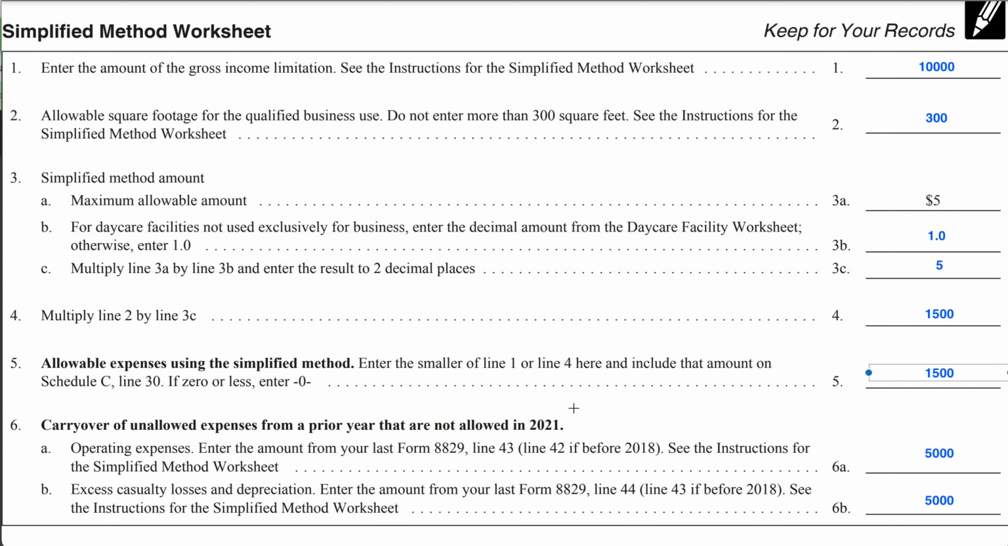So maybe in a future tax year, you go back to your Form 8829, and then you're able to use some of these previously unallowed expenses for that worksheet. That's the only reason line 6 exists in the simplified method worksheet, is so that you can carry over numbers and not forget about them. And then you redo this year after year after year.